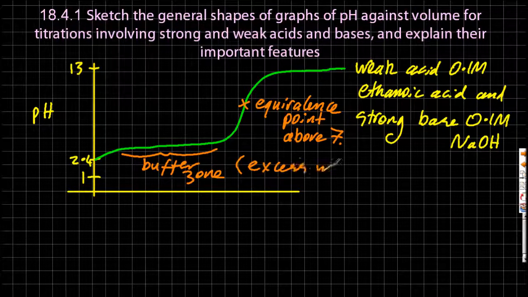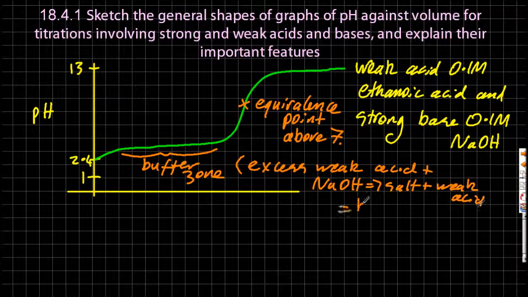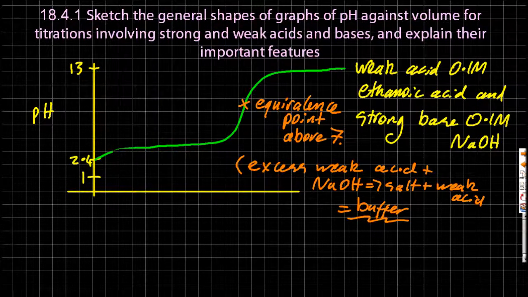And that's the buffer zone there. So it's behaving like a buffer, because there I've got a lot of weak acid and not much sodium hydroxide, and that will make a salt and a weak acid, which is actually a buffer. So that part there is buffered.